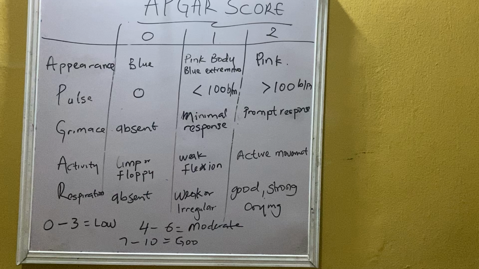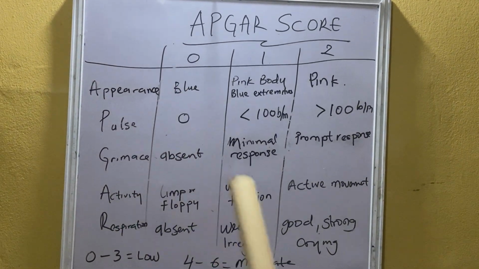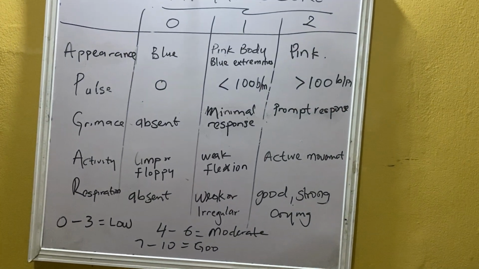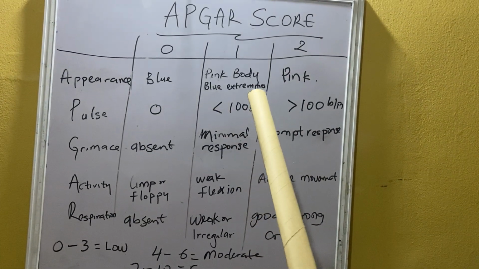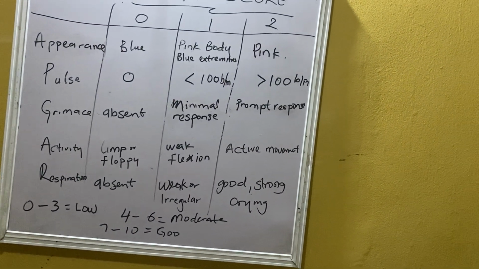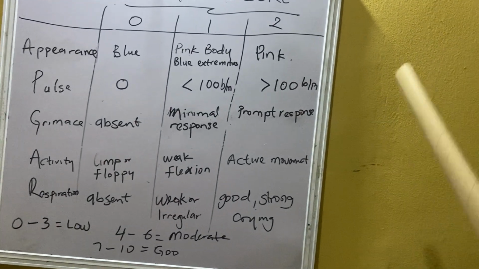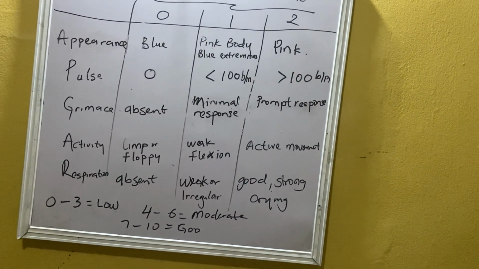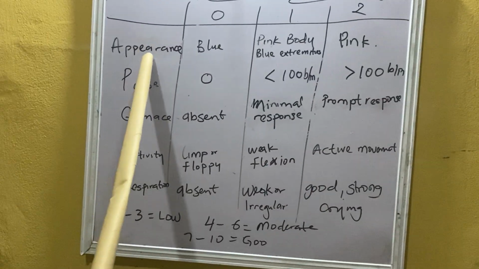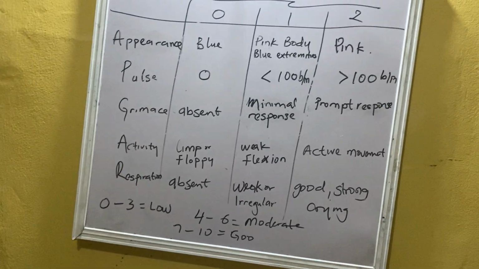So if the baby appears blue, that means the child has a 0 mark. If the baby has a pink body and blue extremities, like the hand and the feet are blue but the body is pink, the baby will have 1 mark. If the baby appears pink, the baby will have 2 marks. Do you understand? So each one is 2, 2, 2, 2, 2. That makes 10 in total.